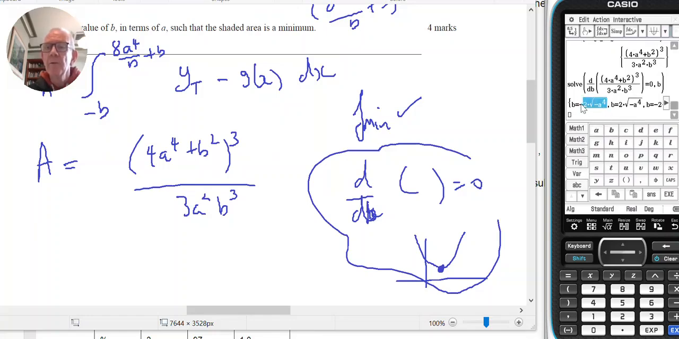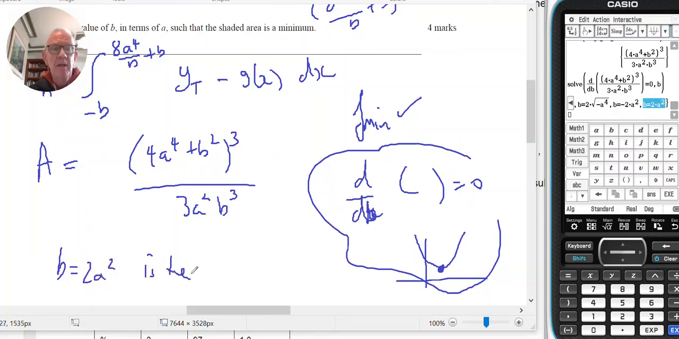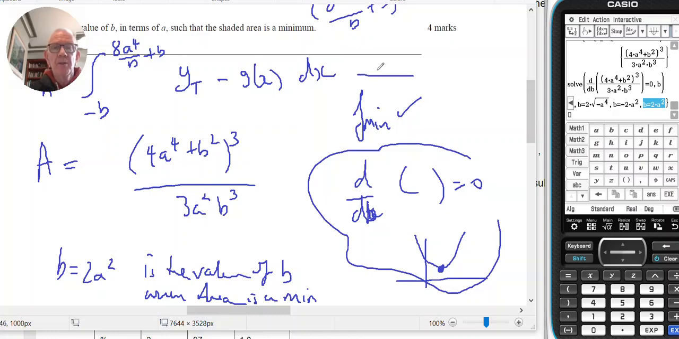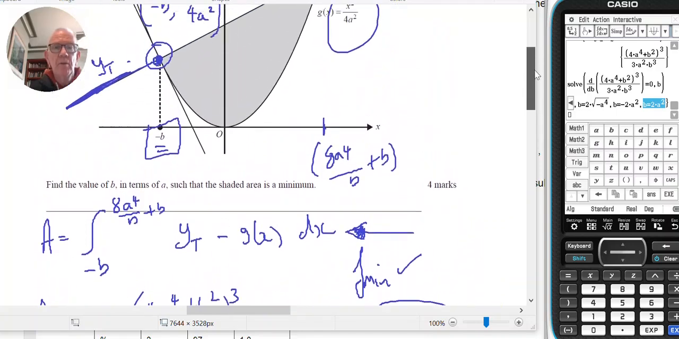And I get b equals negative something, well, b is positive. I can't take the square root of negative a to the power of 4. b equals minus 2a squared. No, this last one is the only one that makes sense. So b equals 2a squared is the value of b when area is a minimum. And it's a 4-mark question. So I think that I've got my expression for the area in terms of a's and b's and in terms of the actual integral, 4 marks.